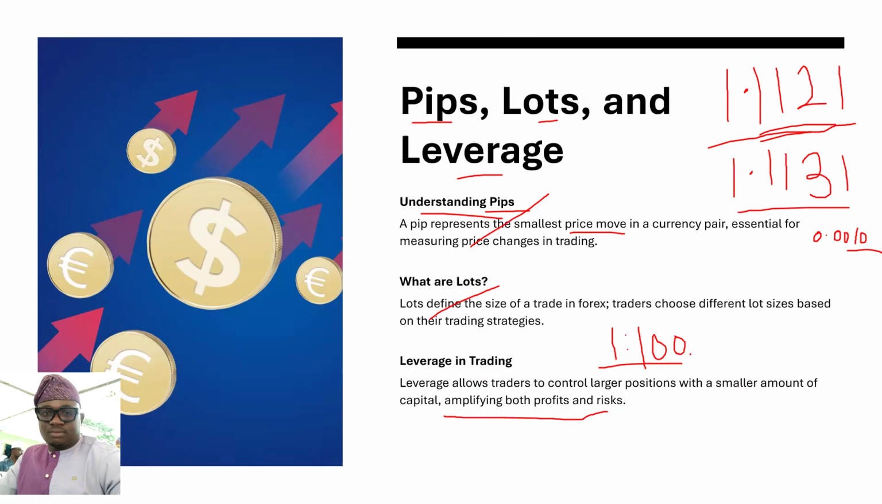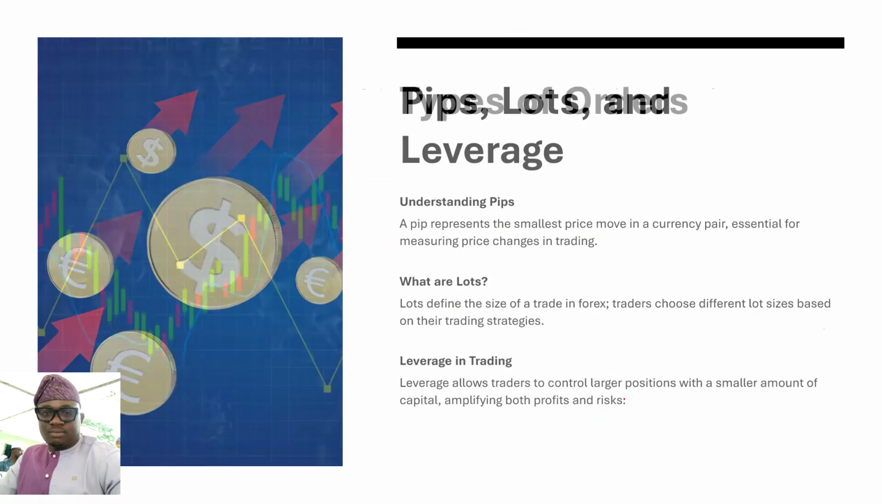And if you are saying 1 to 100, that means your broker is willing to lend you a hundred times whatever you are bringing in. So if you bring 10,000 in, it will multiply it by 100. And whatever it gives to you, you have that as your capital that you can control. You can now control a larger position with the little money you brought in. So these are very important when it comes to trading.